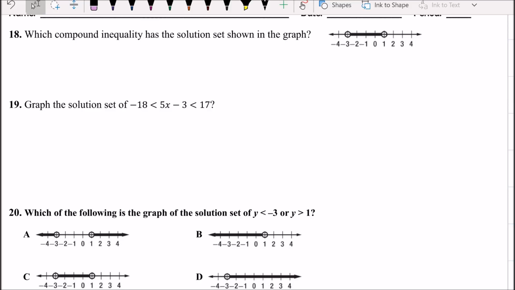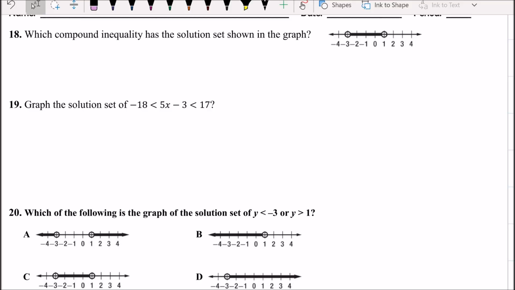Alright, number 18. Okay, well, give me a second. I'm going to plug in my charger really quick. Alright, sorry for the wait.